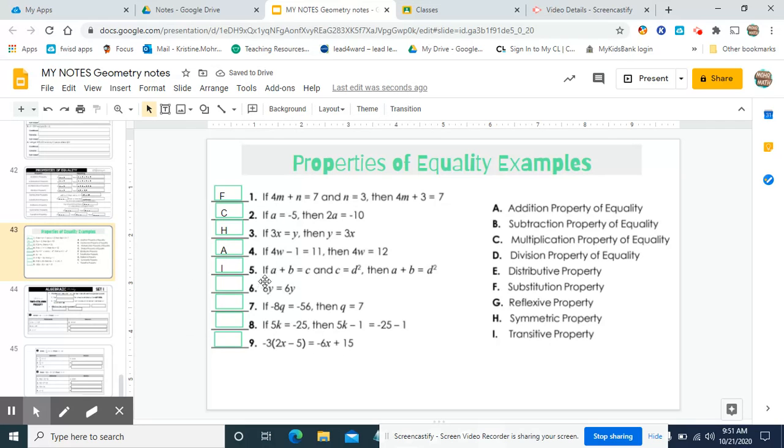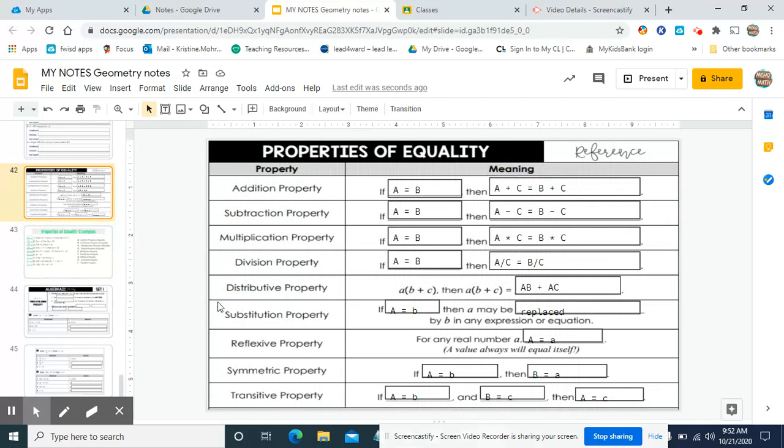All right, number 6. 6y equal to 6y. Well, it's itself equal to itself, so if we reflect back, we said here, any real number for A is equal to A. So if it's the same on both sides of the equal sign, it's reflexive.